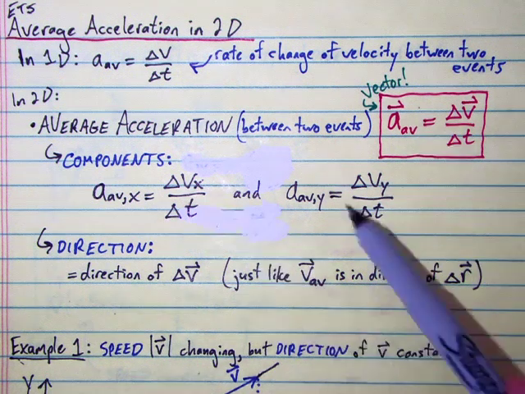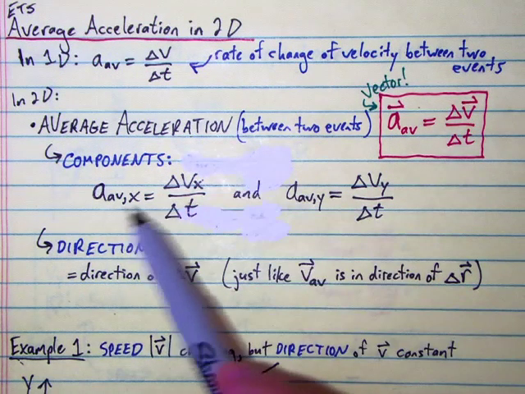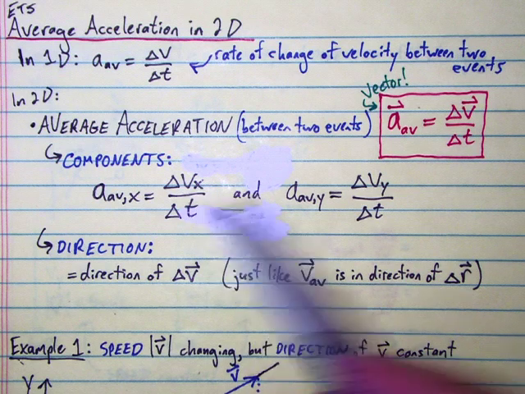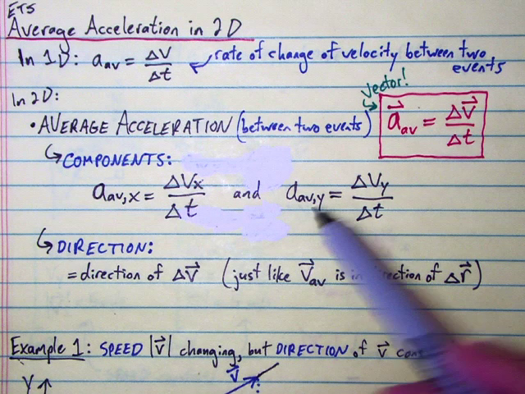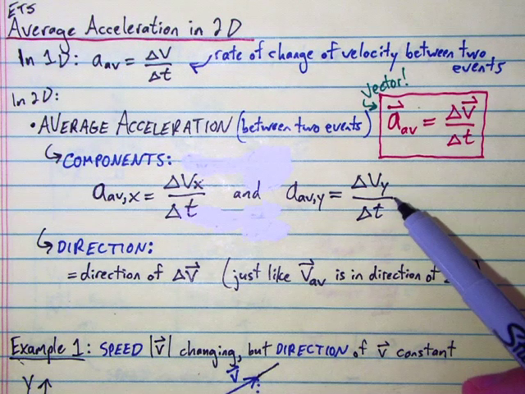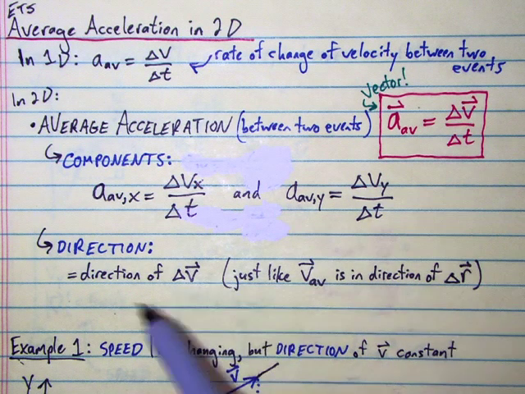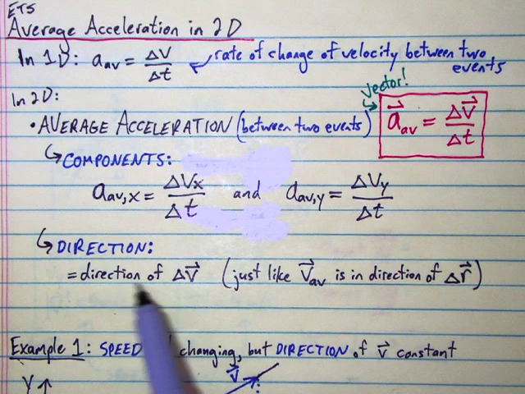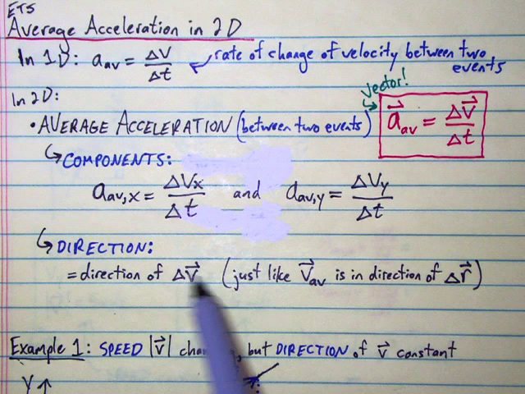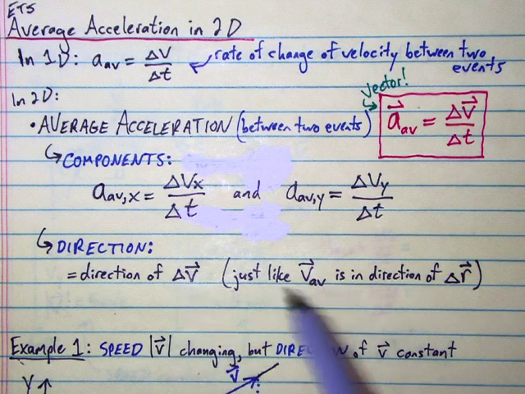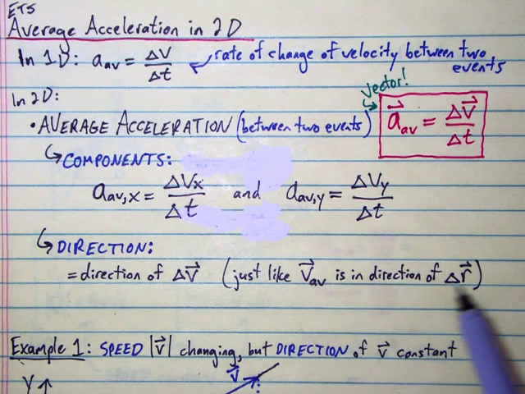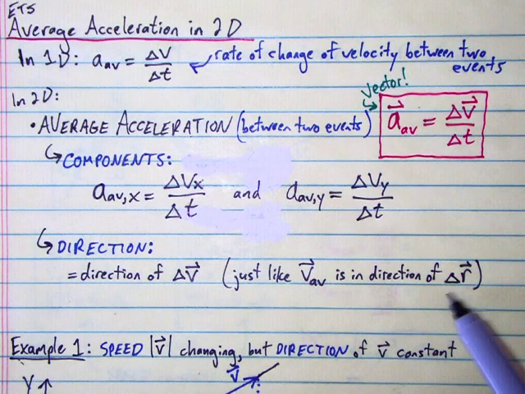And it has two components. The x component, as you might expect, is the rate of change of the x component of the velocity, and the y component of the average acceleration is the rate of change of the y component of the velocity. The direction of this acceleration vector will be parallel to the direction of the change in the velocity vector, just like the average velocity between two events is parallel to the direction of the displacement between those two events.